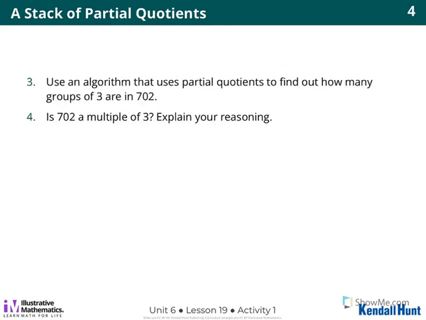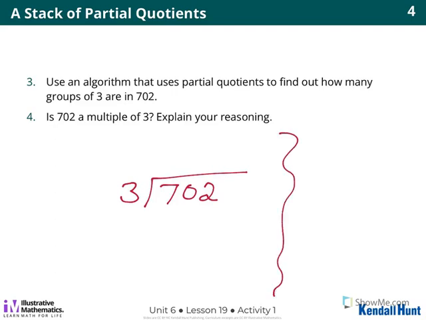Okay, number 3 says use an algorithm that uses partial quotients to find out how many groups of 3 are in 702. The problems I saw in your papers all were digit by digit. Did anybody do partial quotients? We tried. Good. That was our try. So I'm going to use my strategy, and you're welcome to follow along.